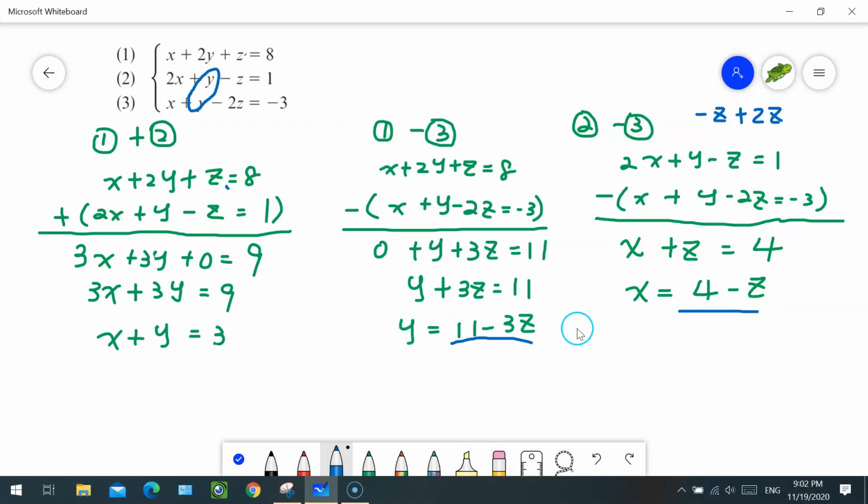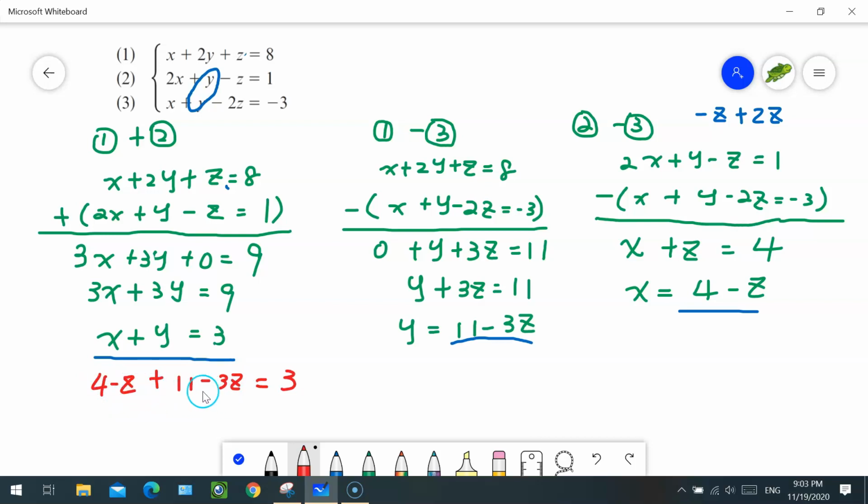Now we have y is equal something z, x equals something z, they all have the same variable. So we can use the first equation here, x plus y equal 3, by substituting the x term and the y term into it. So here we know that x is equal 4 minus z, and the y is equal 11 minus 3z. The equation tells us it's equal 3. So now we can combine the z term.